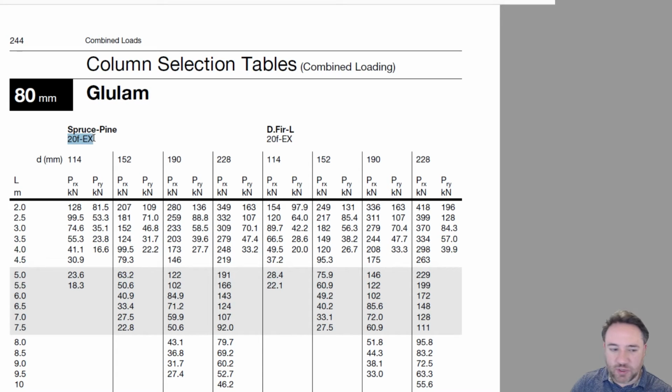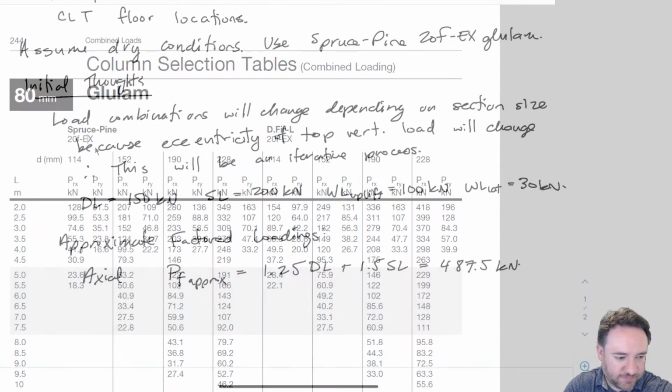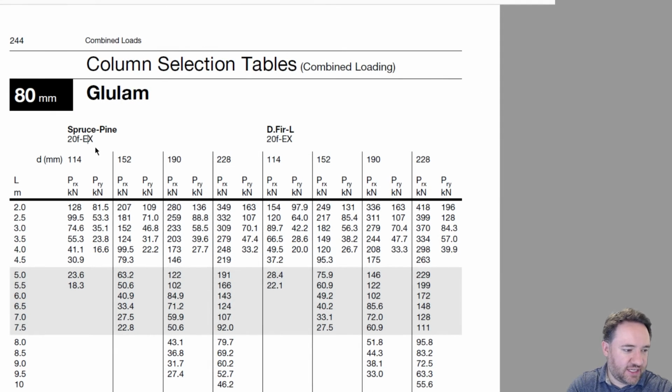Now I wouldn't use 20 FE because that one's unbalanced, right? As we've talked about many times before, that would not be a good choice for a column to have an unbalanced section, because then we're obviously going to be probably inducing some bending just by applying axial load. So we want to use the balanced section 20 FEX. So this is the grade that we're using. We just said that the axial load is about 487.